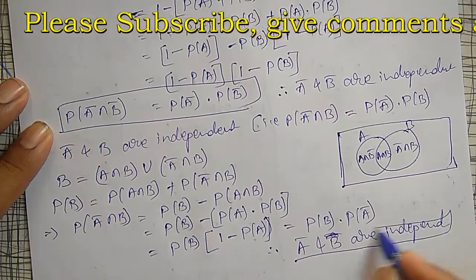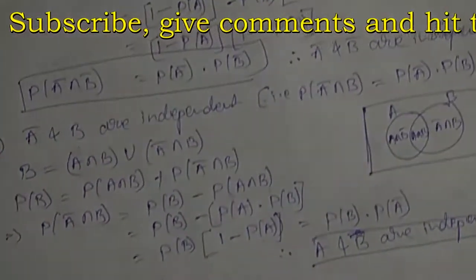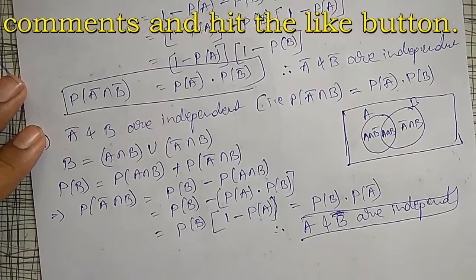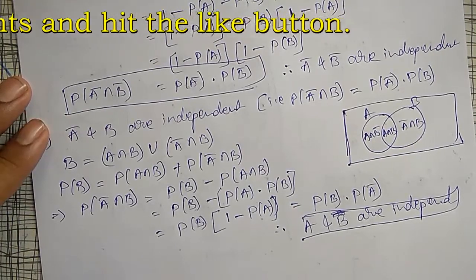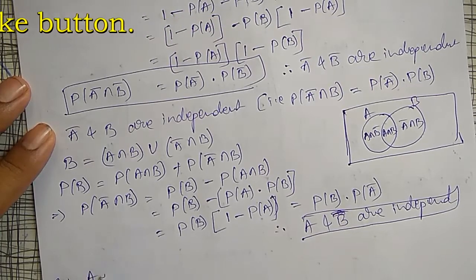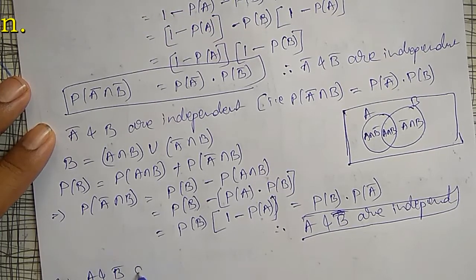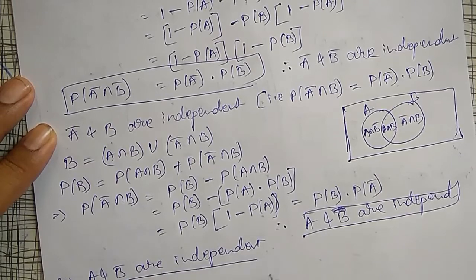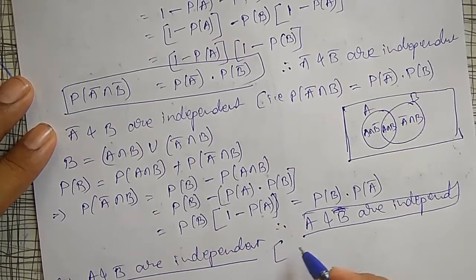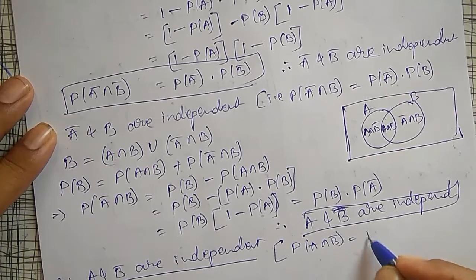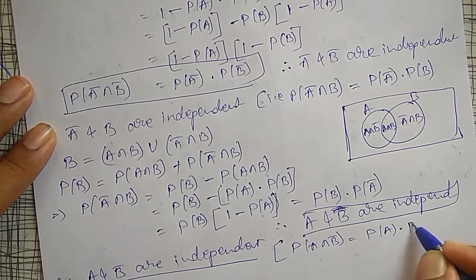Okay, like this. Third one, I will prove here. My third problem is: A and B bar are independent. I have to show this. Again I have to prove that probability of A intersection B bar must be equal to probability of A into probability of B bar.